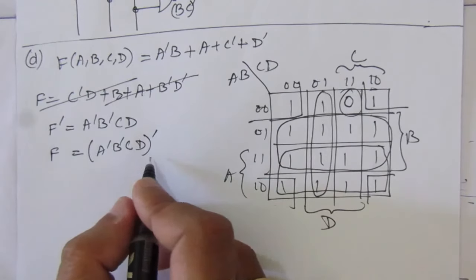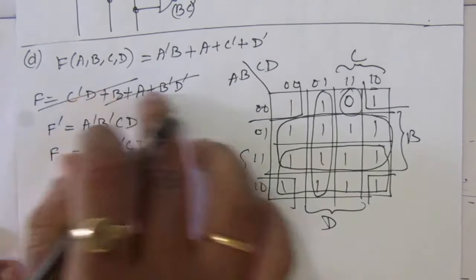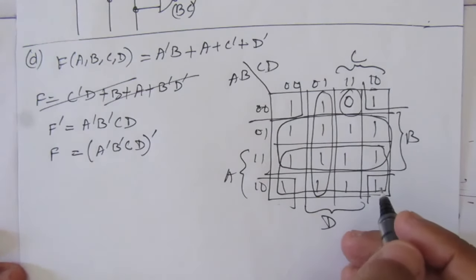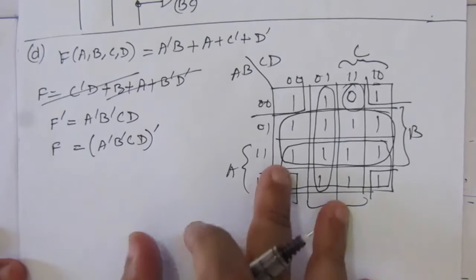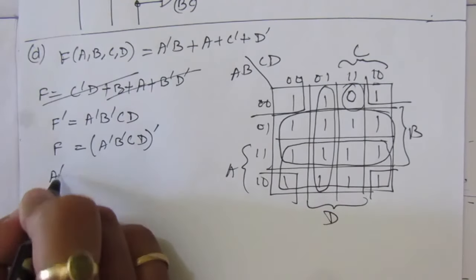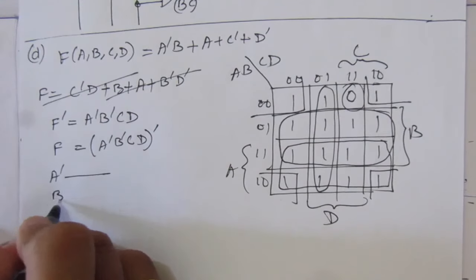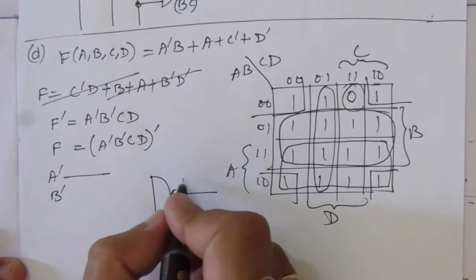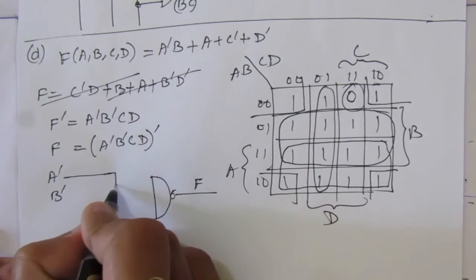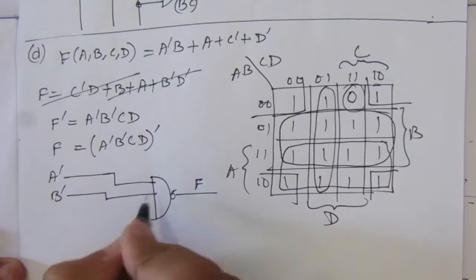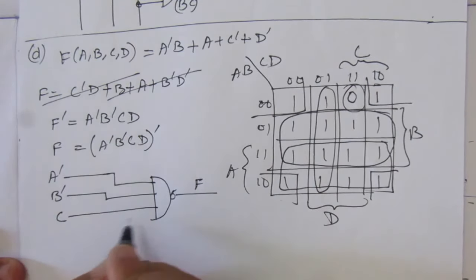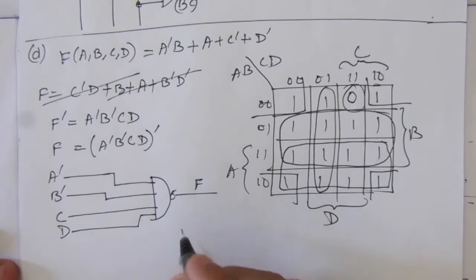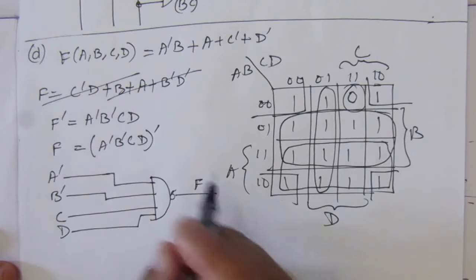Now we can implement this function using a NAND gate very easily, because if we try to solve the previous expression from the sum of minterms, it will be very much complicated. Okay, so from here what we can do, we have a bar, okay, then we have b bar. So we'll draw a NAND gate here. Okay, we'll get here f, and one input will be a bar. Okay, the second will be b bar, then we have c, and we have d. Okay, so this is the logic diagram or circuit diagram of this given function.